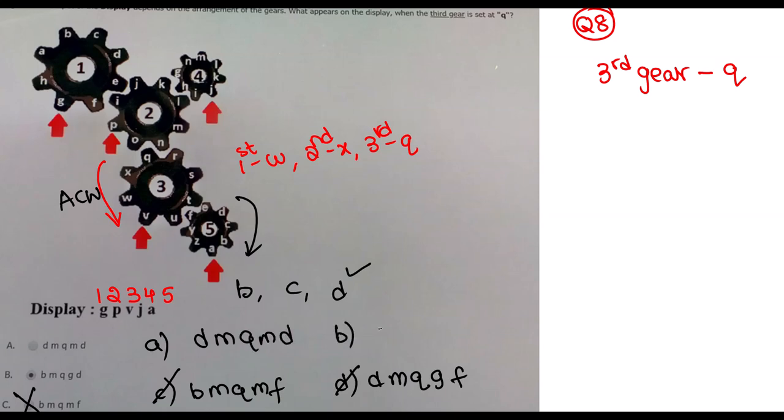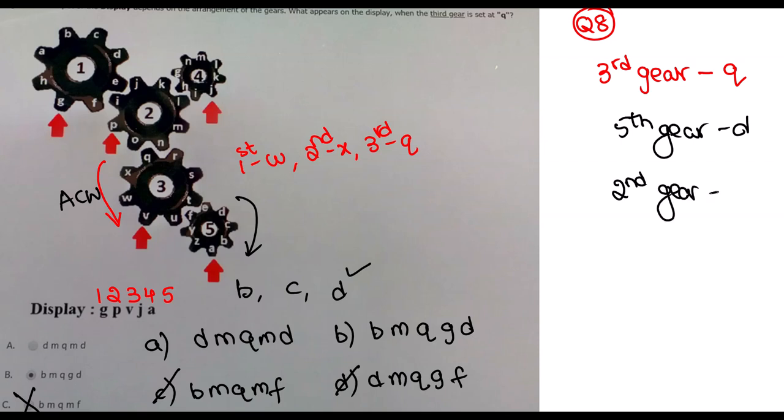Option B here is BM, Q, G, D. Okay. Now with respect to 5, I came to know when third is at Q, fifth gear must be at D. Okay. What about second gear, guys? Listen, what about second gear?